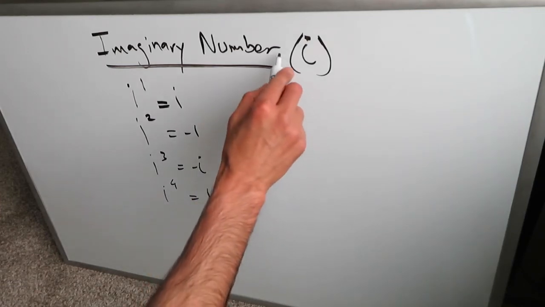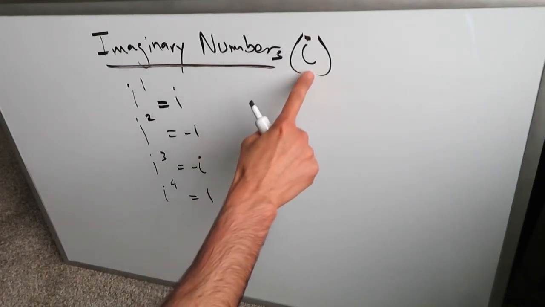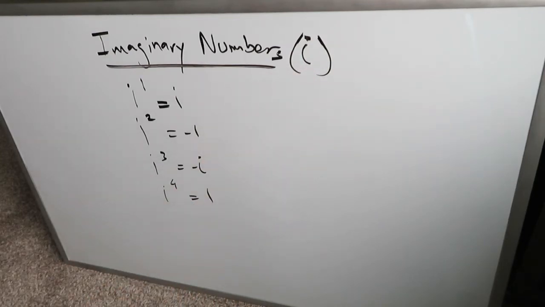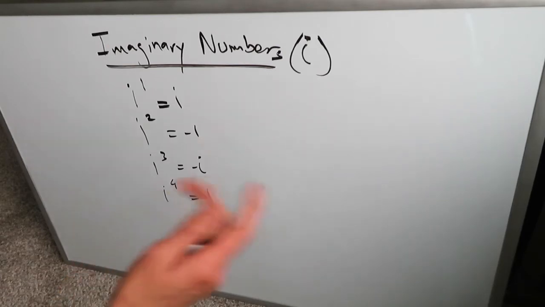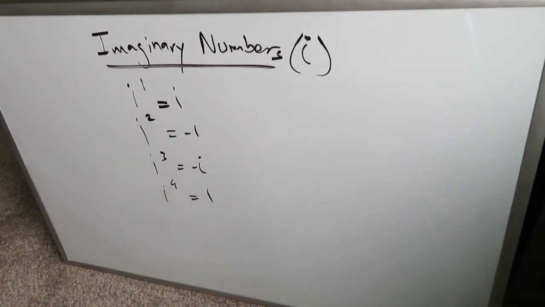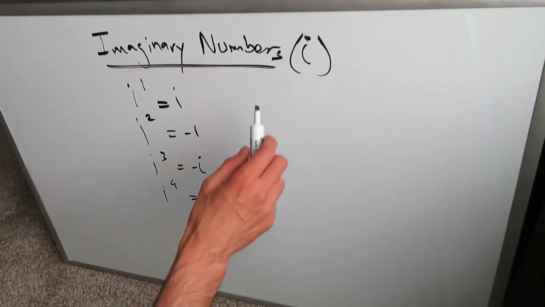And you know, imaginary numbers are represented by this symbol or letter i. We have real numbers, which include the rational numbers and the irrational numbers, integers, natural numbers. Those are all real numbers. And we have another subset of numbers which are called imaginary numbers.